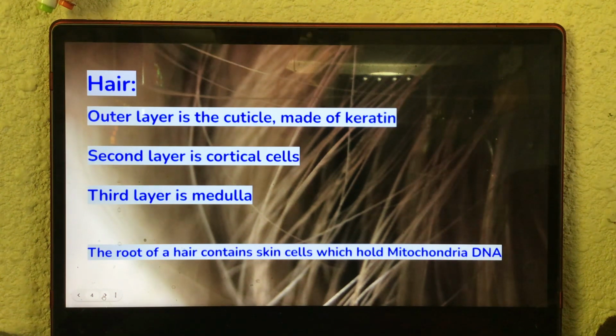Hair that has a root will have skin cells joined to it. These skin cells hold mitochondrial DNA. Mitochondrial DNA is DNA from the mother's side.